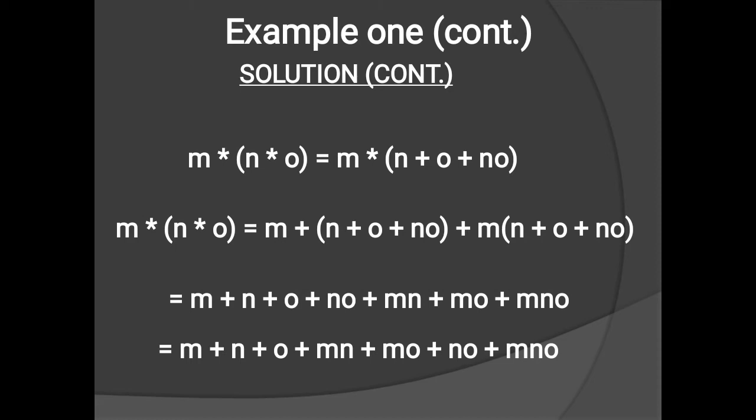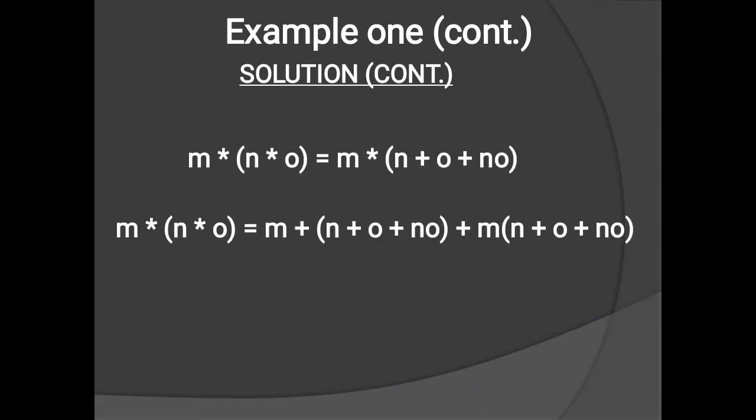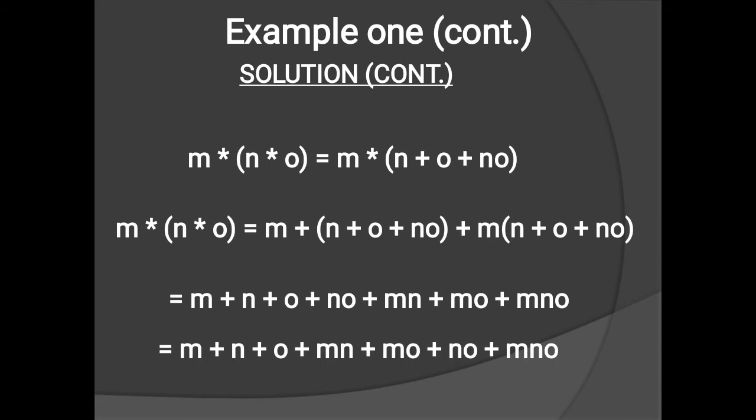Now let's see this very well. M plus N plus O plus MN plus MO plus NO plus MNO. Let's compare with the previous one and see what we had. M plus N plus O plus MN plus MO plus NO plus MNO. You see the same thing. You can write it down as I show the next one. Right, so I'm showing the next one. Now you can see this is the next one, and they are the same.